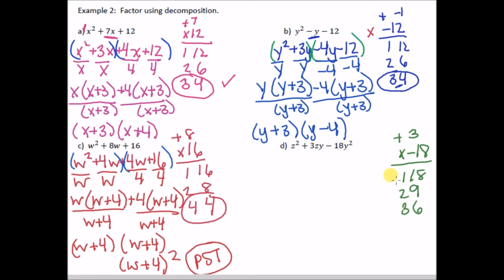3 and 6. All right, so 6 minus 3 is 3. So I'm going to put the negative sign on the 3, and I'm going to break this 3 down into 6 minus 3. Z squared plus 6, and keep that zy, whatever the variable is here, keep that, zy minus 3zy minus 18y squared.